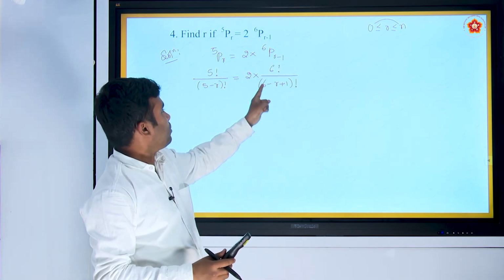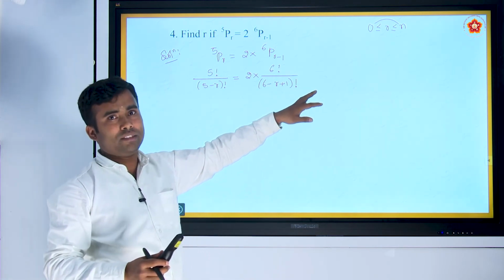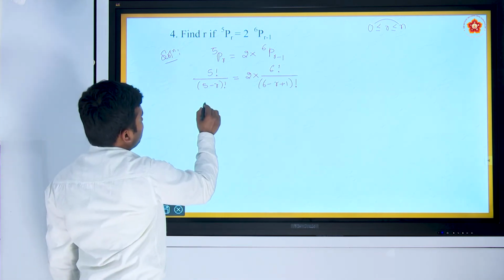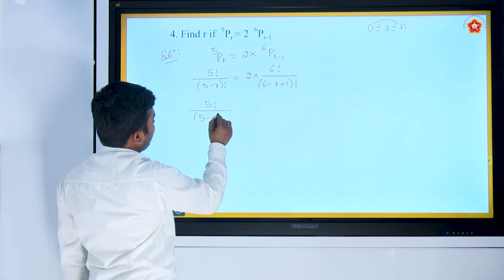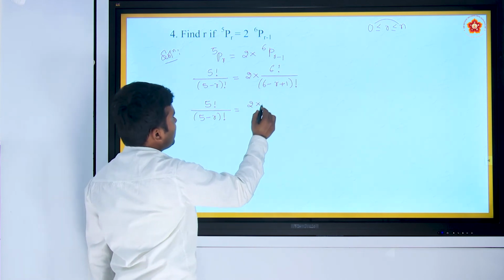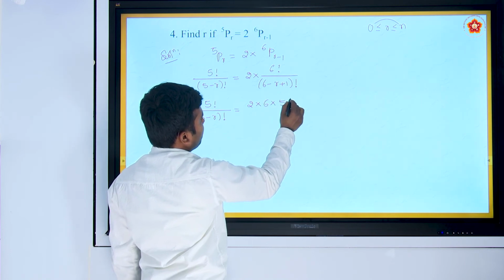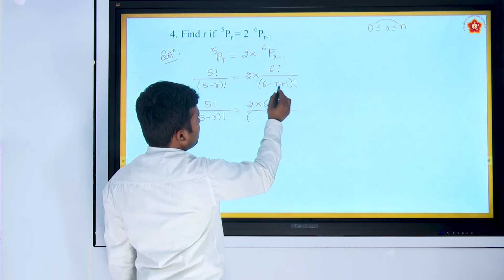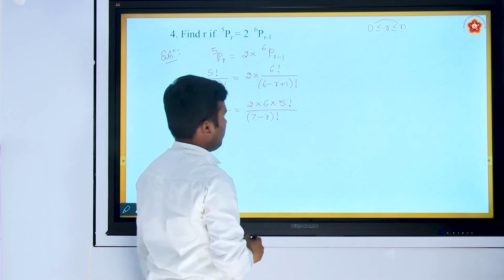NPR, so n minus r. So minus of r minus 1, I have multiplied by minus, so minus 1 gets plus. Okay, so this 5 factorial divided by 5 minus r factorial is equal to 2 into 6 factorial, which can be written as 6 into 5 factorial divided by, so what is this, 6 plus 1, 7 minus r factorial.